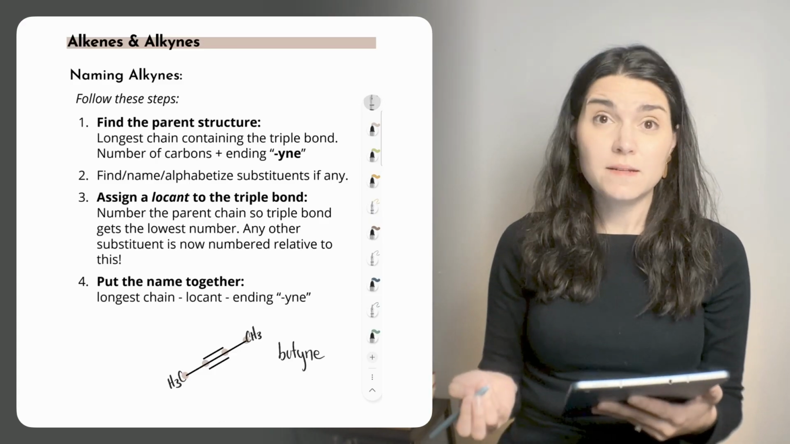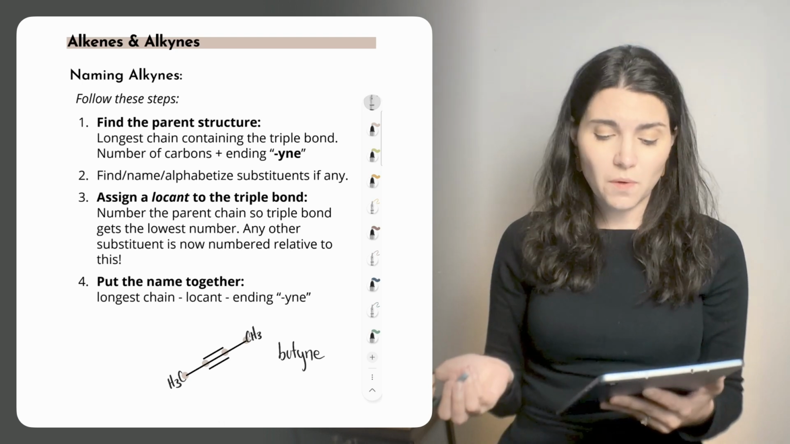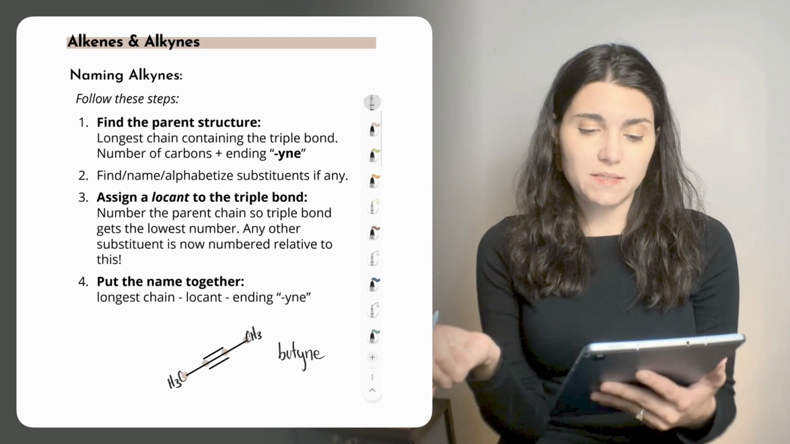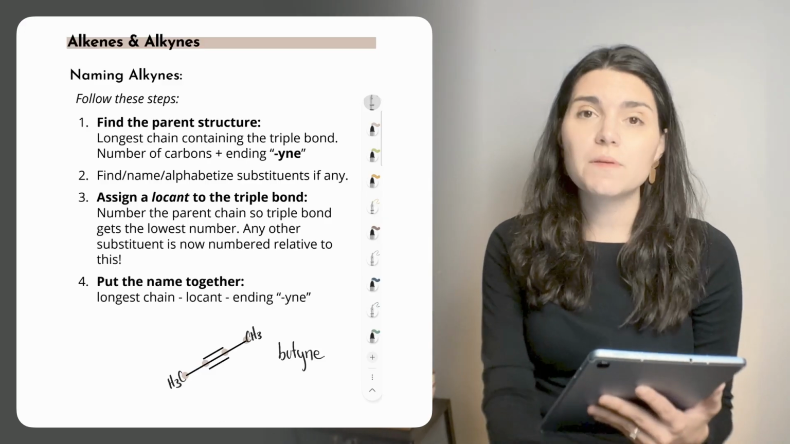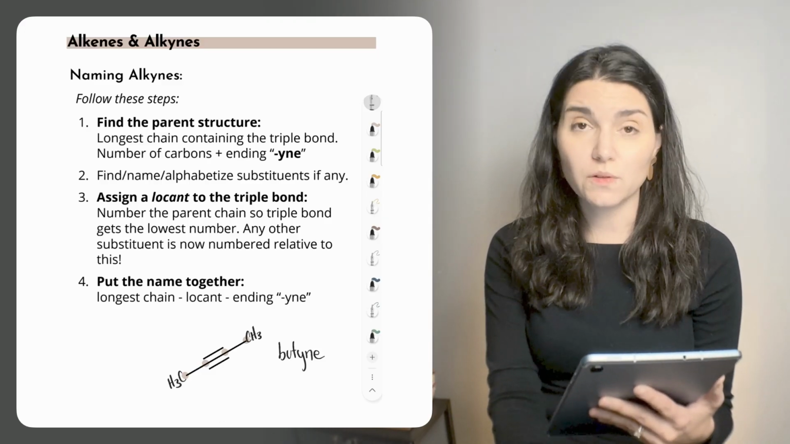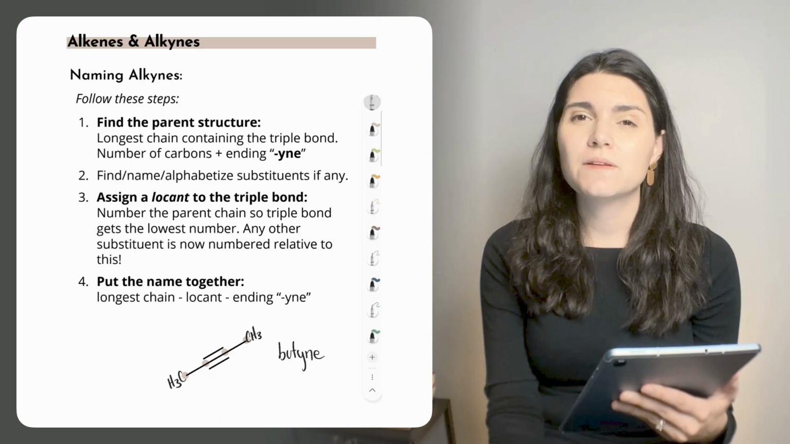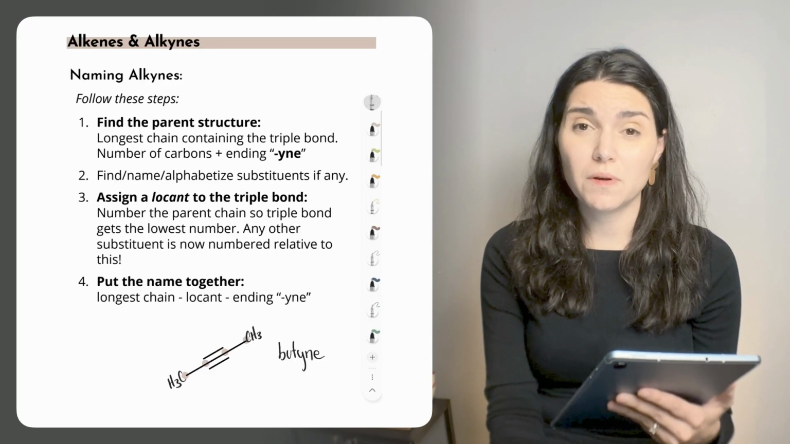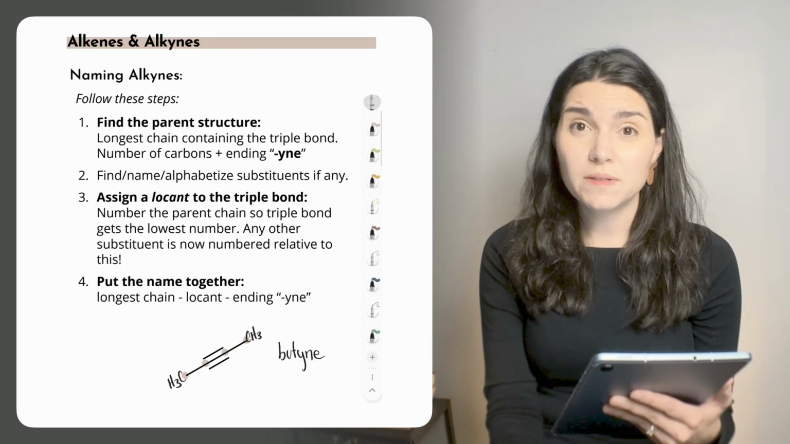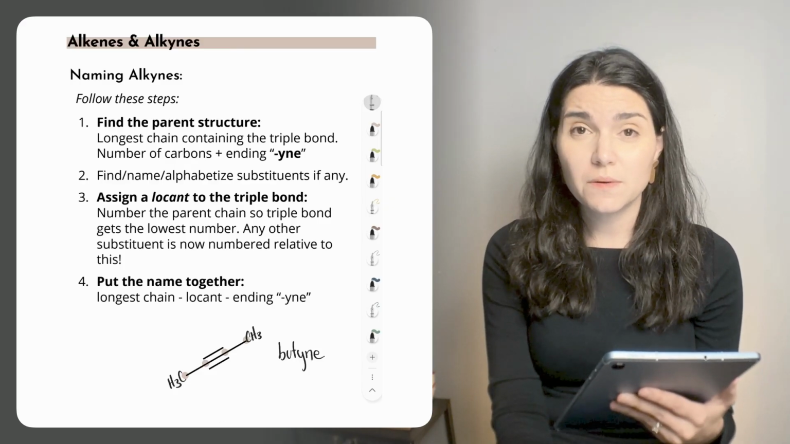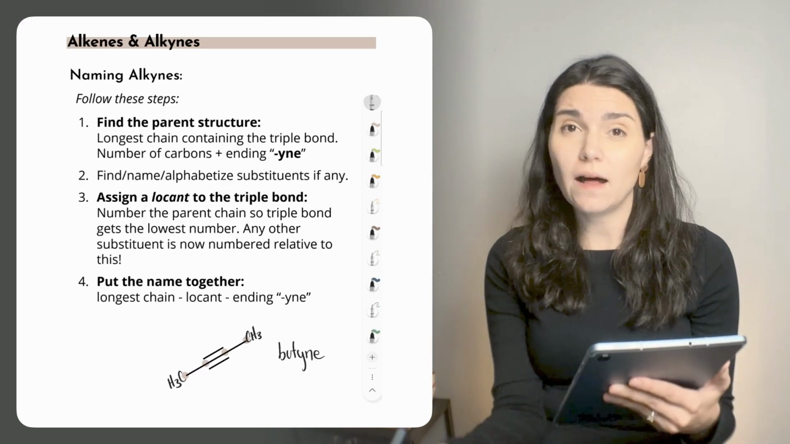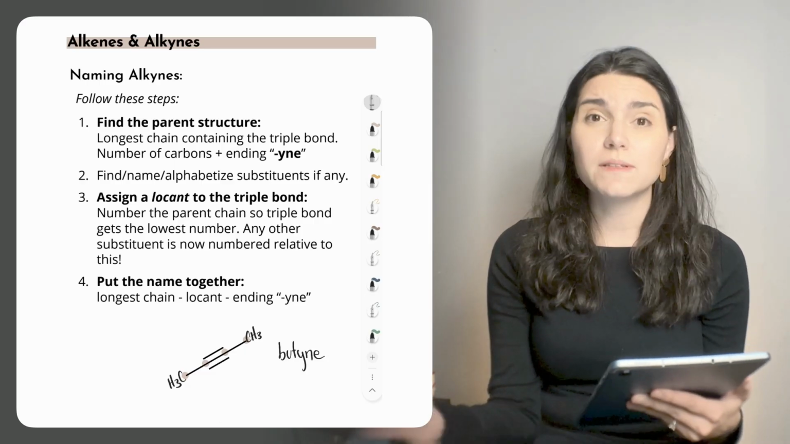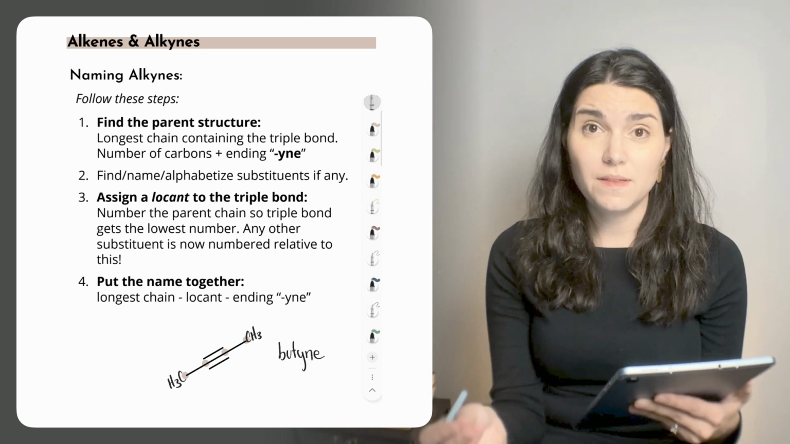Then we would find and name any substituents if they were on the molecule. This one has none. And then finally, we're going to assign a locant to the triple bond. So we need to number the parent chain so that the triple bond gets the lowest number. And this is different than anything we've done already. We're prioritizing the triple bond here for the numbering. So it's more important than those substituent functional groups that we've already learned, and it's more important than any alkyl groups you might see on the molecule. Any other substituent that you see is numbered relative to the number that you give the triple bond.